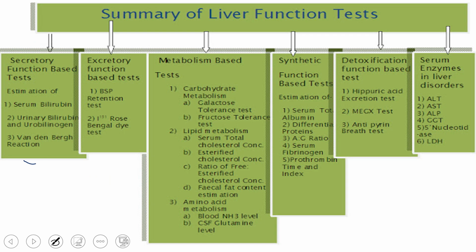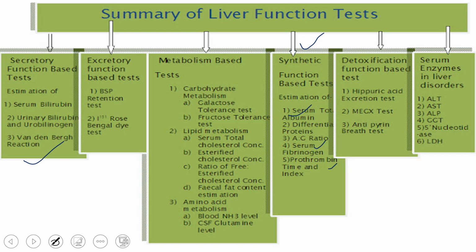So we are going to see these three tests today. Then we have tests for excretory functions like the BSP retention test and Rose Bengal blue test. For metabolic functions, we can go for galactose tolerance test, fructose tolerance test, cholesterol concentration or different lipid estimations, blood ammonia level estimation, and glutamine level in the cerebrospinal fluid. To measure the synthetic function of the liver, we can go for total albumin or proteins, A/G albumin globulin ratio, serum fibrinogen, or prothrombin time index measurement.